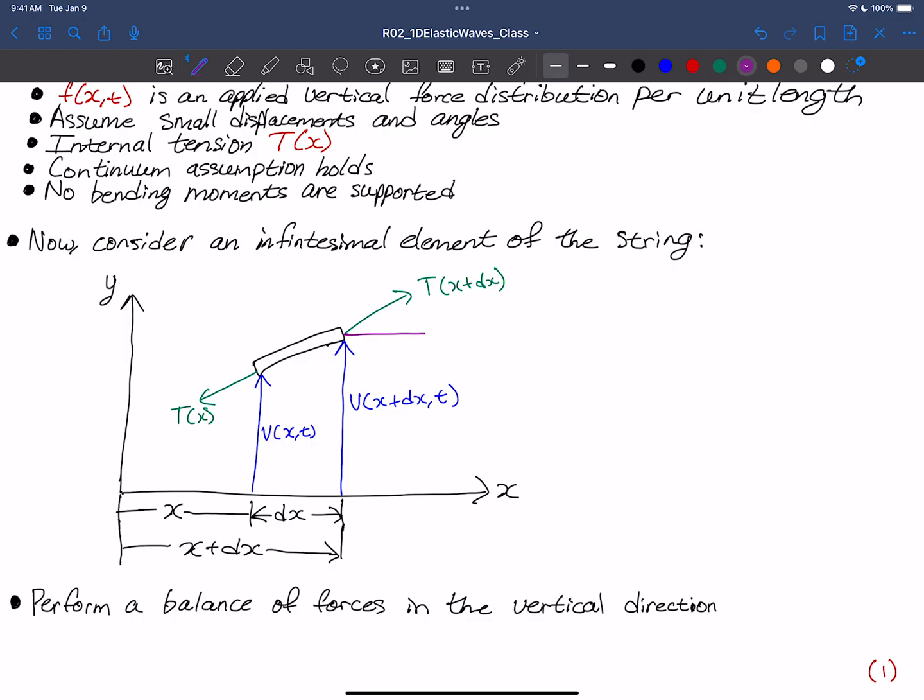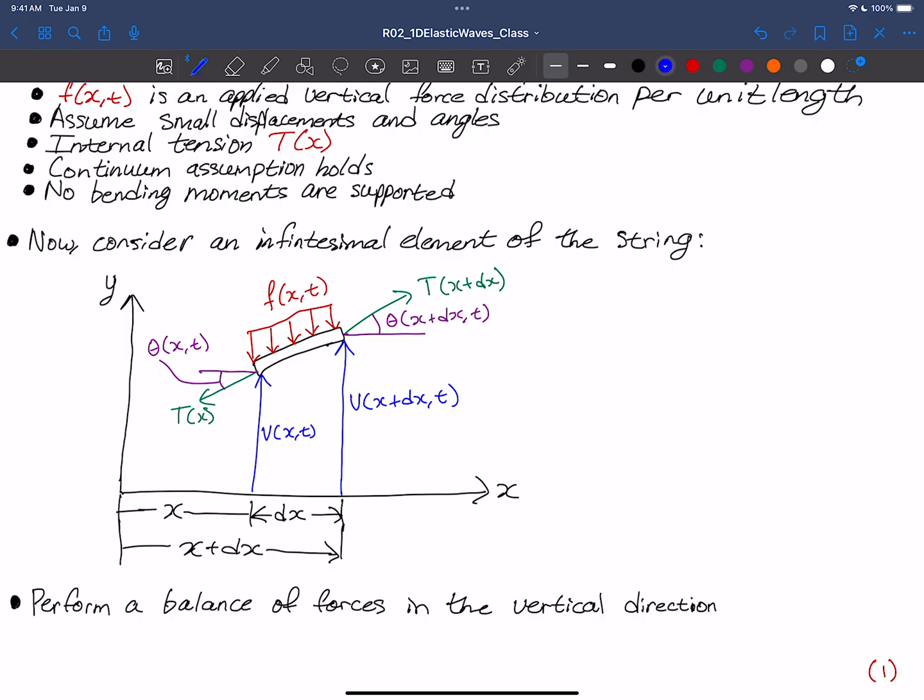And the tensions each act at some angle. On the left hand side, we'll have theta of x comma t, and on the right hand side, we'll have theta of x plus dx comma t. And then lastly, let's add our external force distribution, which again is f of x comma t.